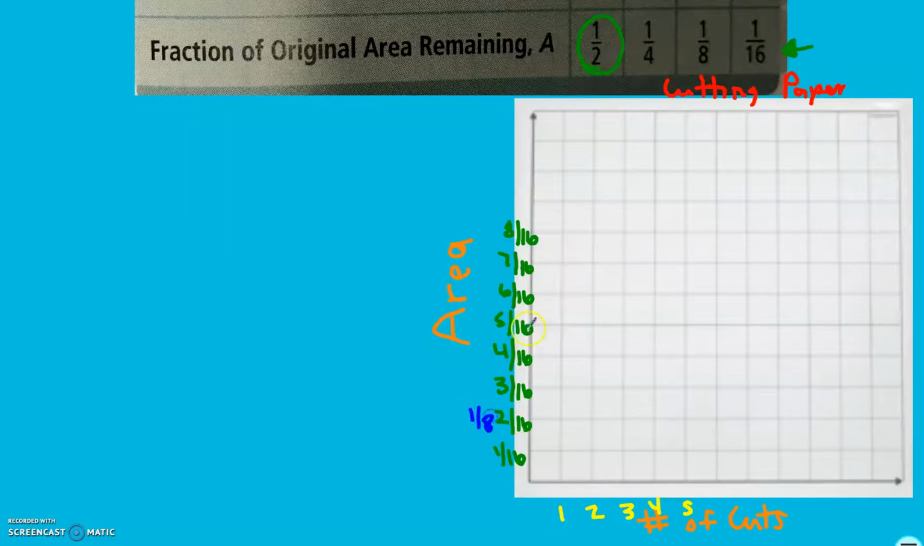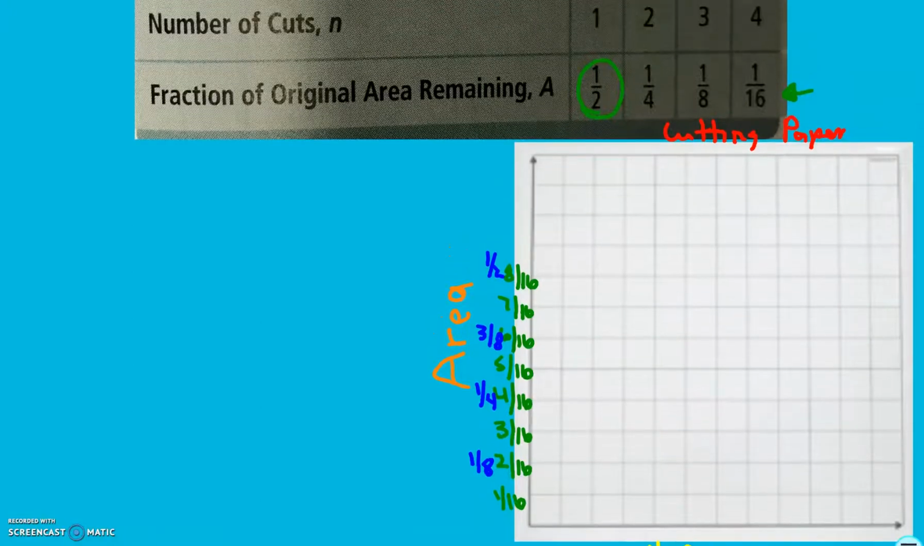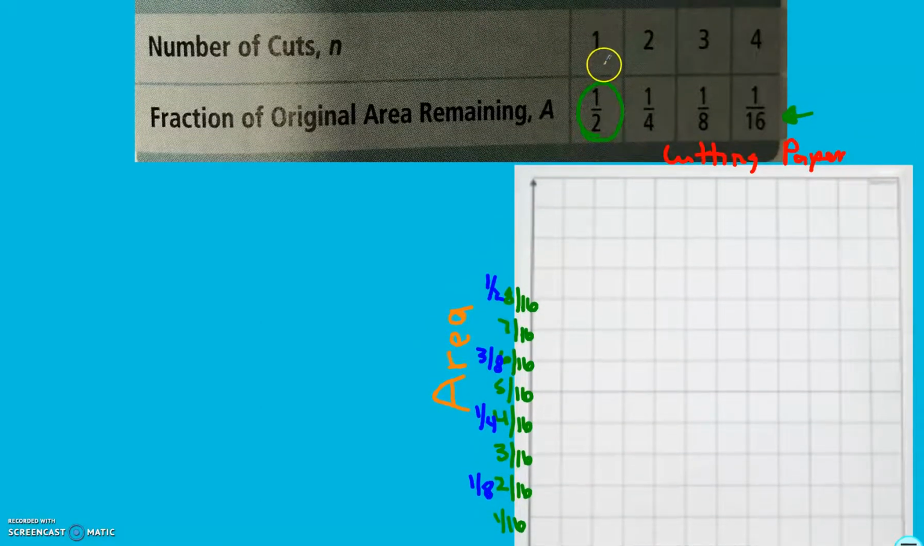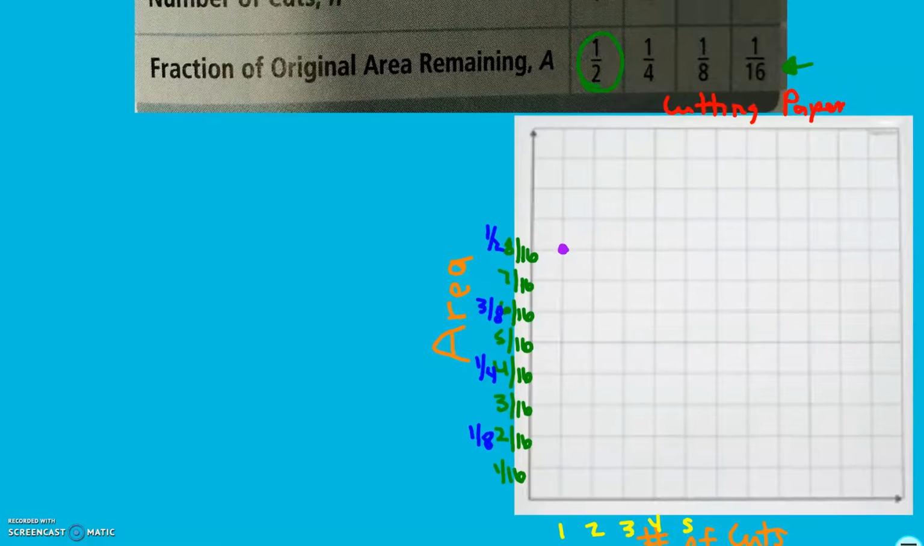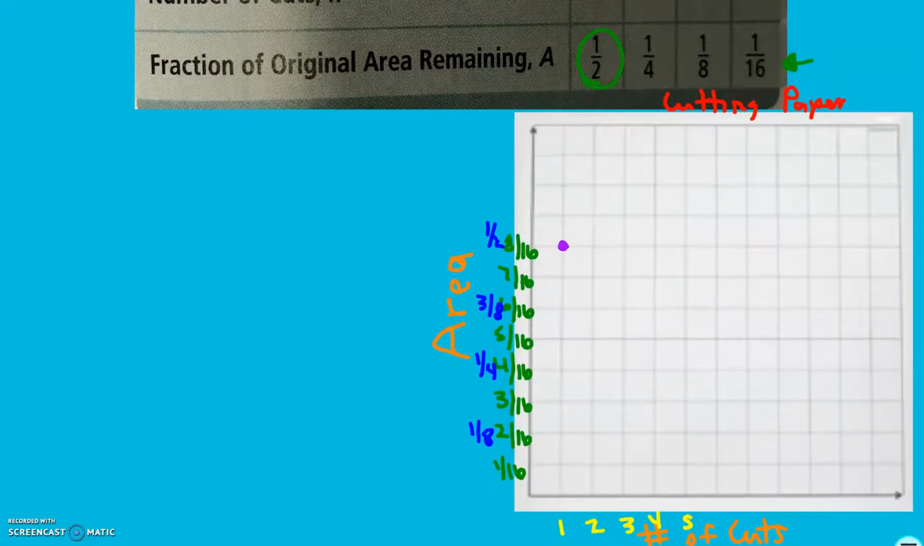2/16 is the same as 1/8. 4/16 is 1/4. 6/16 is 3/8, and 8/16 is a half. So when I go to plot my points, with an input of 1, I output a half. With an input of 2, I output a quarter. With an input of 3, I output an 8th. And an input of 4, I output a 16th.